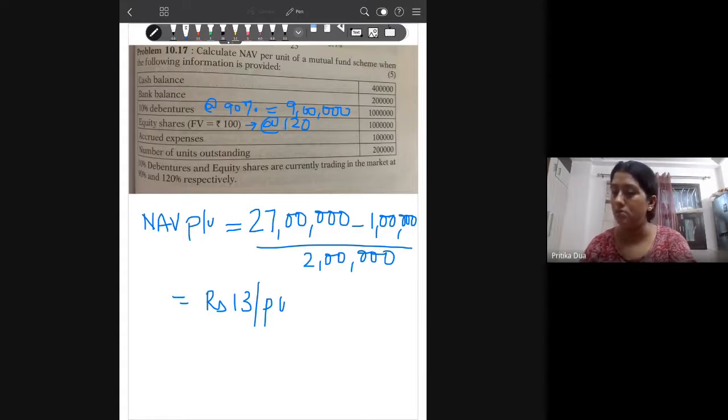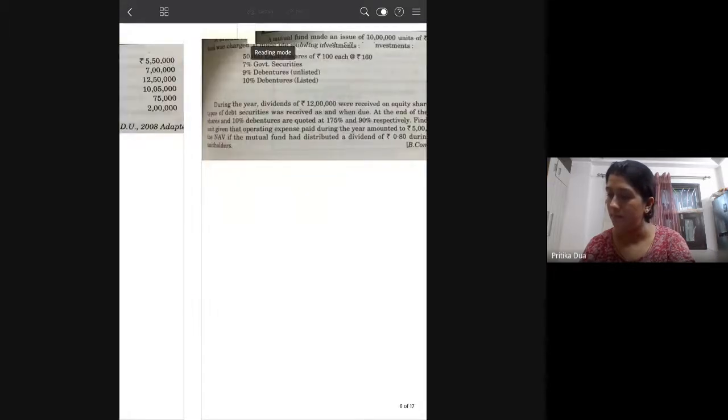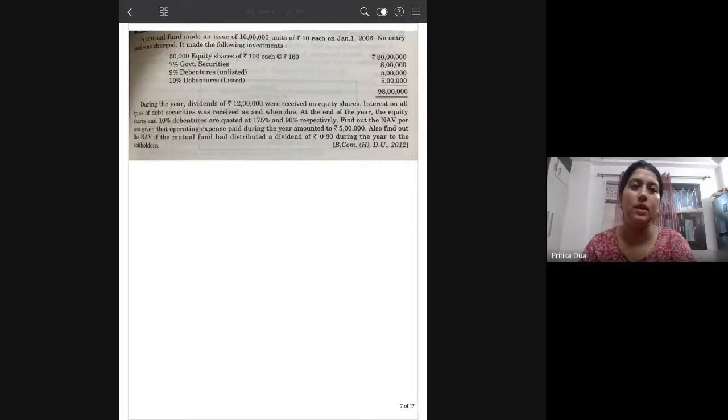Okay, let's move further. So please take 2 minutes and read this question. Generally, such kind of question is asked in your paper. So here also you need to calculate the NAV, but you are given the value of the assets invested into the size of the issue. So please take 2 minutes first, read the question, and then we'll start solving it.